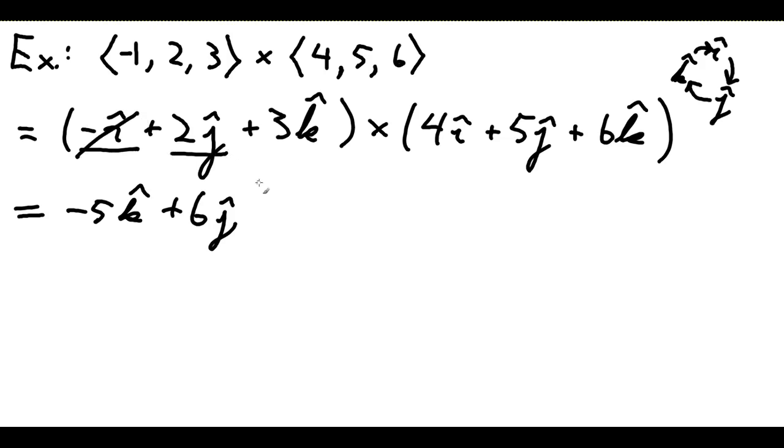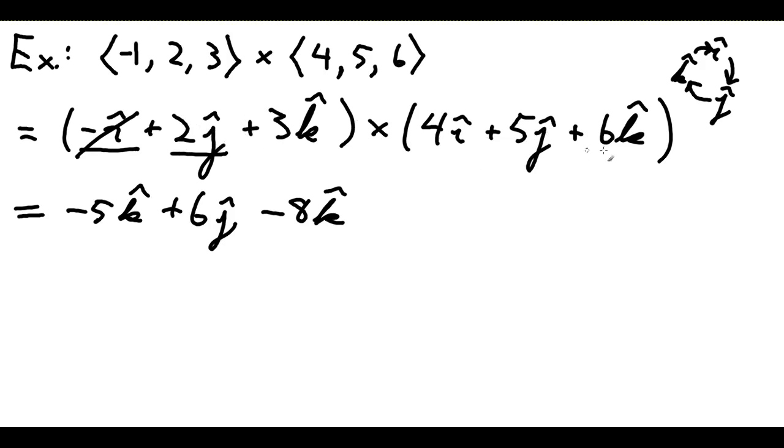Now we distribute the 2j. 2j cross 4i. 2 times 4 is 8. And j cross i, again, is going in reverse alphabetical order. j cross i is negative k, so that becomes a minus 8k. That's why I left that blank. I didn't write that plus up front. j cross j is 0, so we can drop that term.